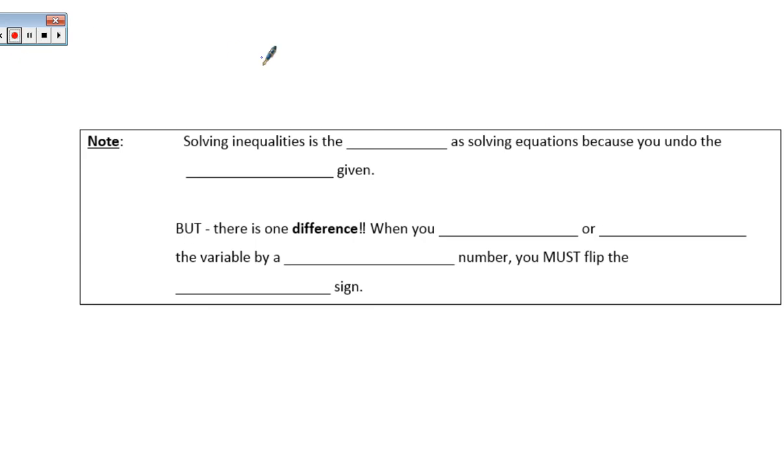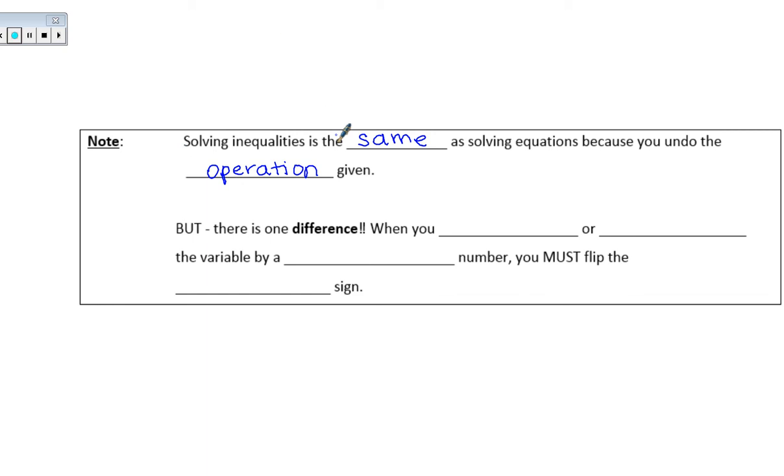Okay, so far the inequalities that we've had to solve have been really similar to solving equations. So we're going to fill this in and say solving inequalities is the same as solving equations because you undo the operation given. So just like we did in the last two, we saw addition, so we use subtraction. On the front, we undid the multiplication and the division.